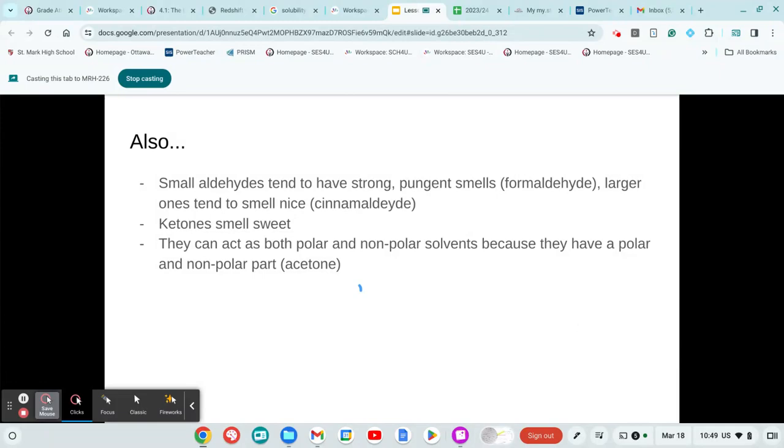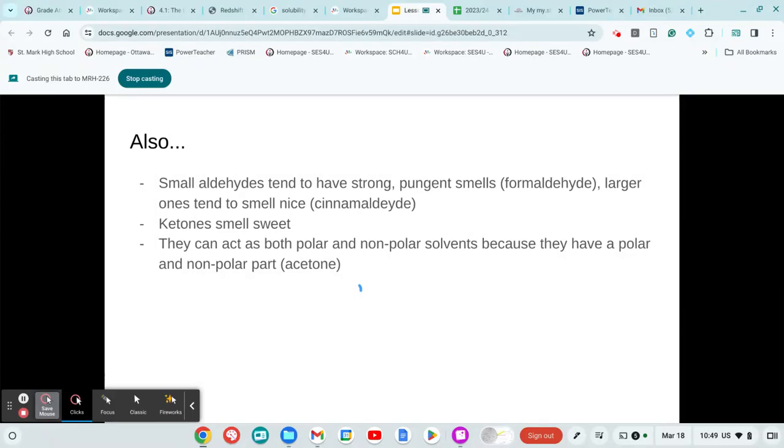Things like formaldehyde tend to be really stinky and unpleasant, but as they get larger, they tend to smell nice. The smell of cinnamon is because of an aldehyde, which we call cinnamaldehyde. Ketones tend to smell sweet, and often they're really useful in chemical reactions because they've got a polar portion and a non-polar portion.